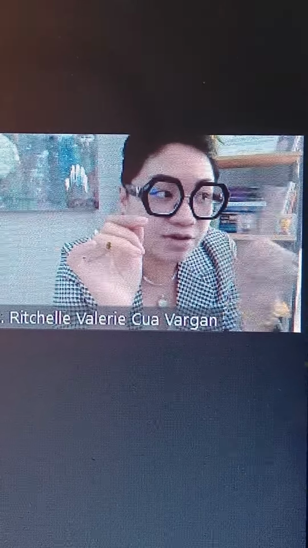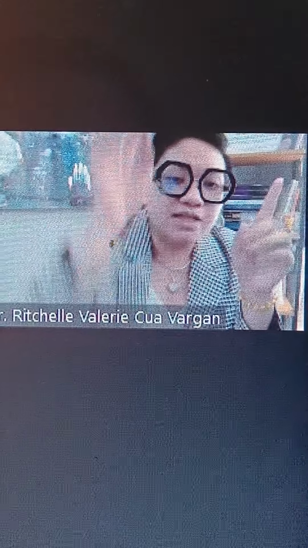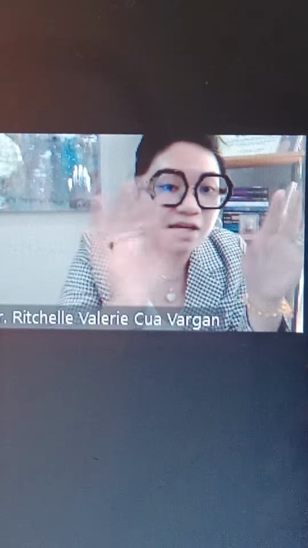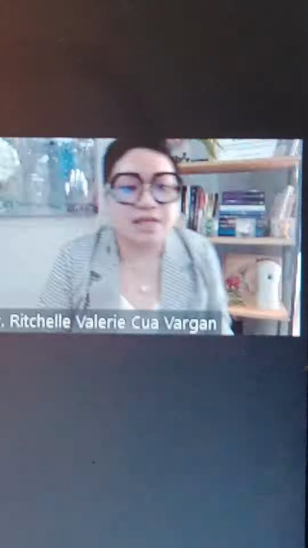Okay. But if there is a negative correlation, the increase of one variable means the decrease of the other variable. There's an opposite flow there. And zero means there is no relationship between the two variables. Okay. So here are some examples.